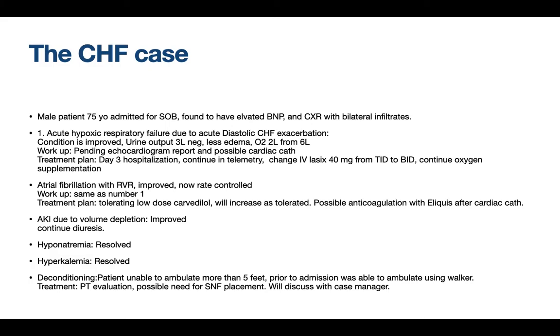Okay, this is the assessment and plan. Male patient, 75-year-old, admitted for shortness of breath, found to have elevated BNP and chest x-ray with bilateral infiltrates. You can add admitted for CHF exacerbation or respiratory failure. Okay, problem number 1 is acute hypoxic respiratory failure due to acute diastolic CHF exacerbation. Condition is improved. Urine output is 3 liters negative, less edema. O2 on 2 liters from 6 liters. Workup pending echocardiogram report and possible cardiac catheterization.